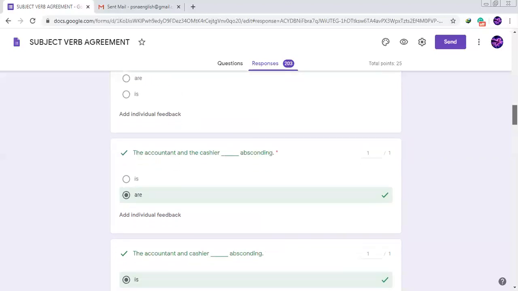Let's go to the next sentence. "The accountant and the cashier". Here the accountant and the cashier are combined by "and". I told you, whatever the subjects may be, singular or plural, when combined by "and" the verb is always plural. That's what I told in the rules. So the answer is "are".